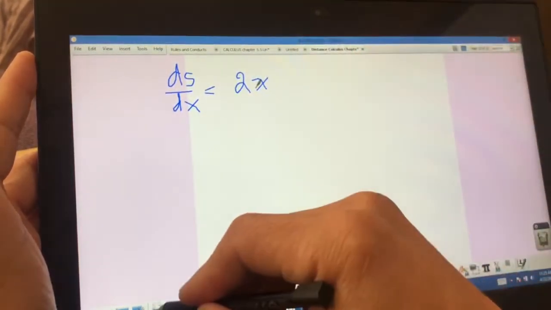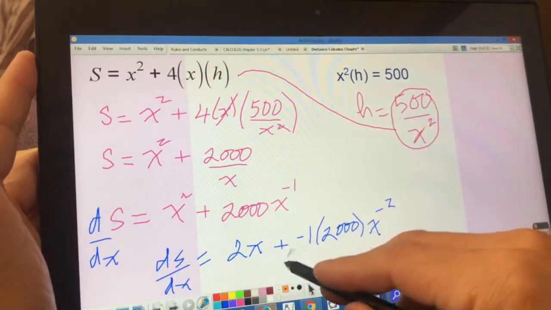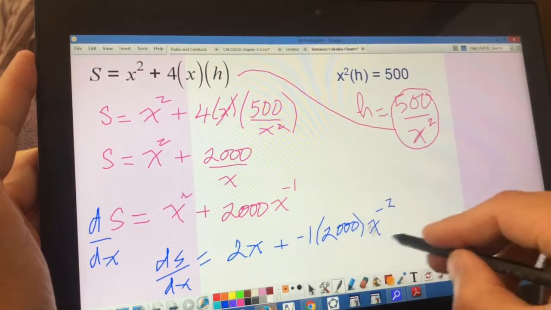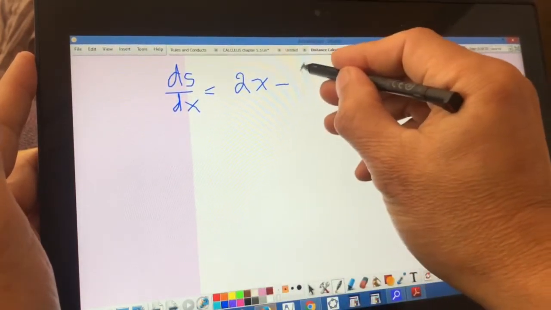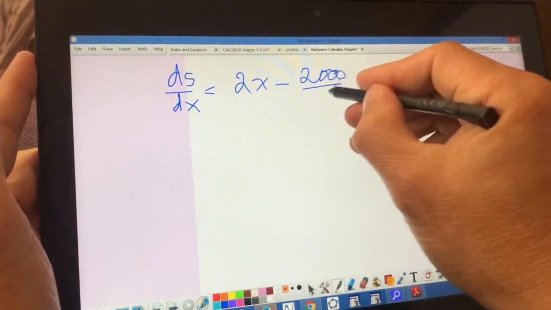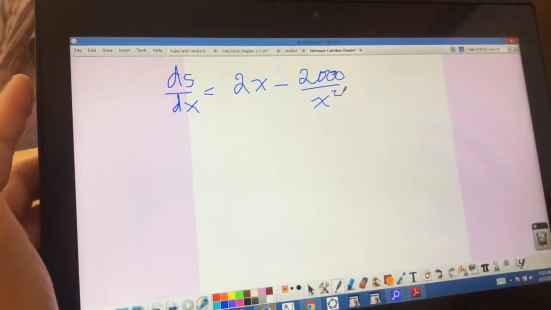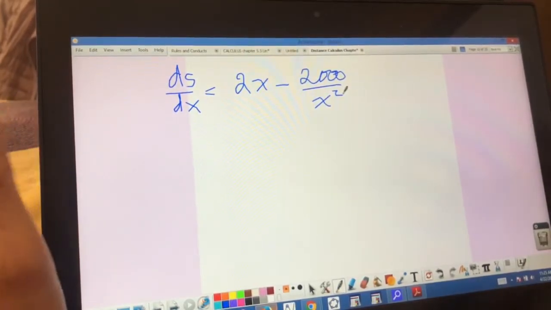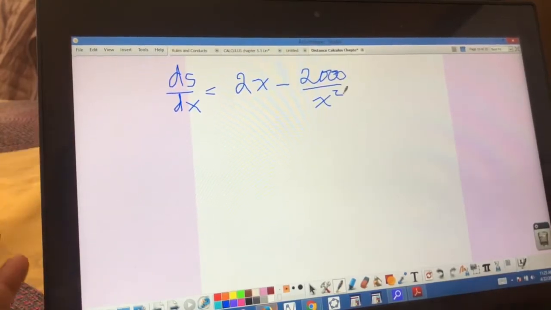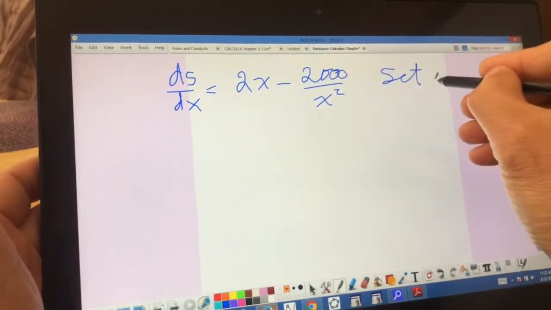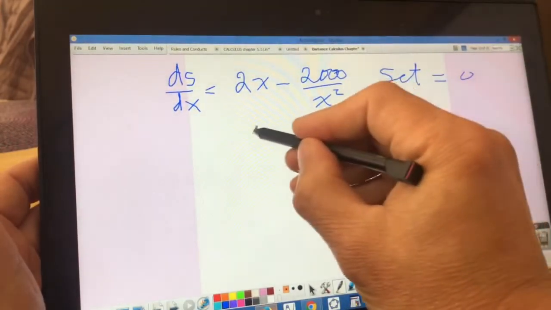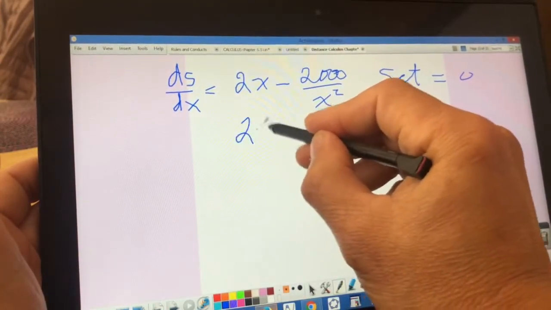Okay, so now you have your derivative of the surface area with respect to x equals, what was it? 2x. I'm going to clean this out. So I'm going to rewrite this. That's going to be -2,000 divided by x squared. So minus 2,000 over x squared. Okay? So there's your first derivative. Now if you want to minimize or maximize anything, we'll set it equal to 0 and then solve for x. So we're going to set this equal to 0 and then we'll simplify it. The rest is algebra.